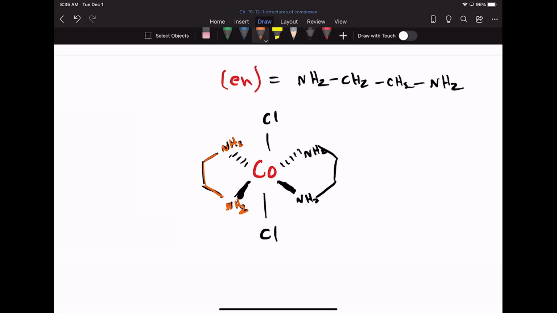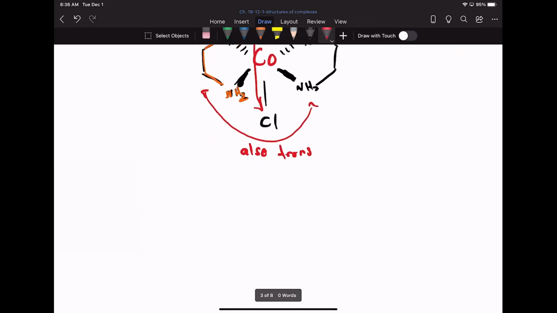So here we also have trans, right? We're looking at chlorine and chlorine here between these two, and we can see that those are trans. But those aren't the only ones that are trans. This is also trans to each other. Those are 180 degrees in the opposite direction. So those are also trans.